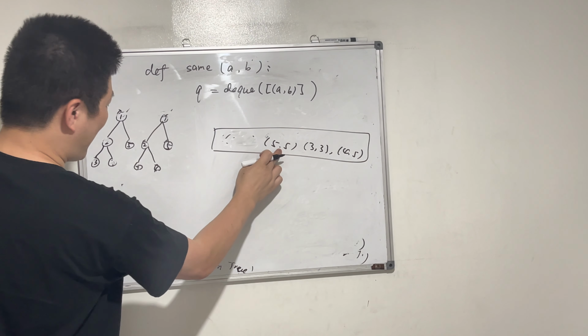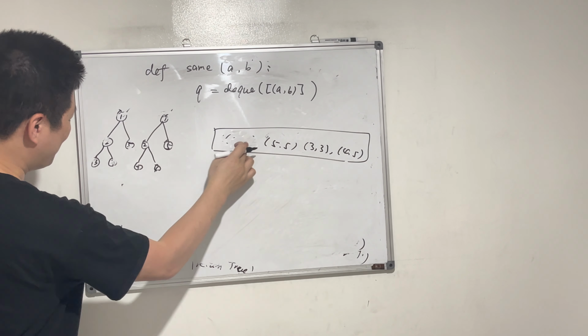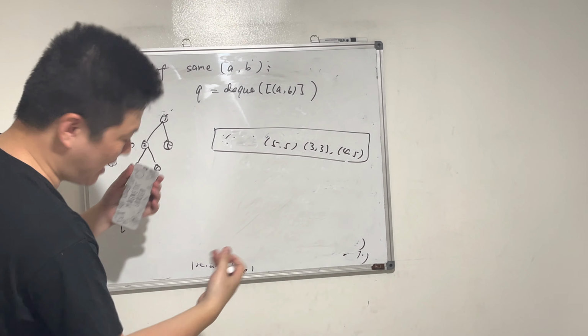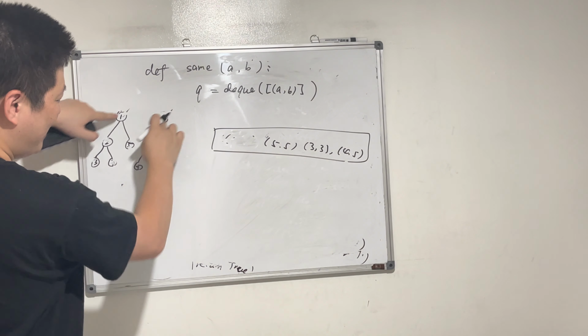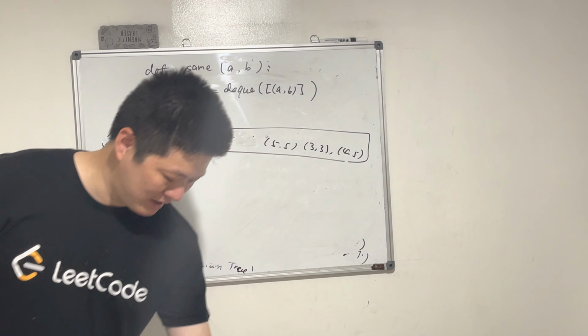Then now 5, 3, 4. You see? That's the level, yeah? 5, 3, 4, okay? 2, 5, 3, okay? That's how breadth first search works, level by level, okay? Got it? Okay, well done.